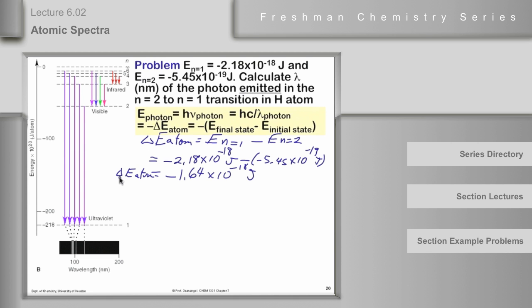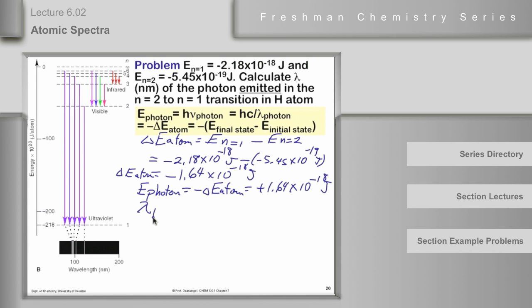So E of the photon is equal to minus delta E of the atom. So that's equal to plus 1.64 times 10 to the minus 18th joules. Does that make sense so far? Questions? Okay. Now we have E of the photon. All we have to do now is to calculate the wavelength.